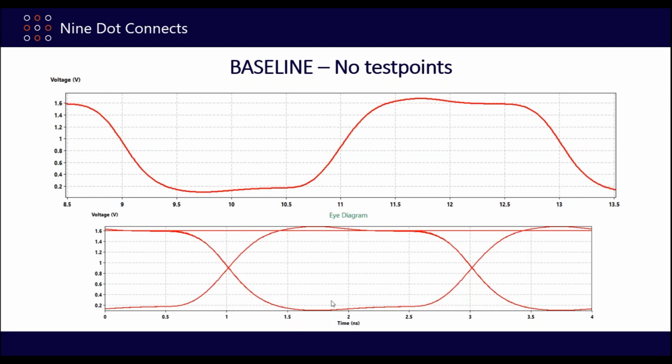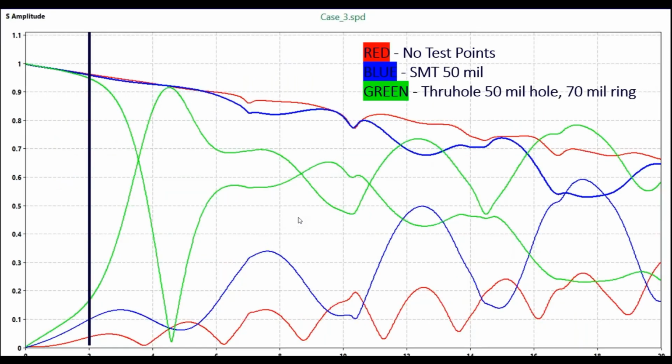When the eye is closed, that means you have signal integrity issues going on here. With the eye being wide open like this, this looks really, really good. So the baseline looks great for 2 gig bandwidth.